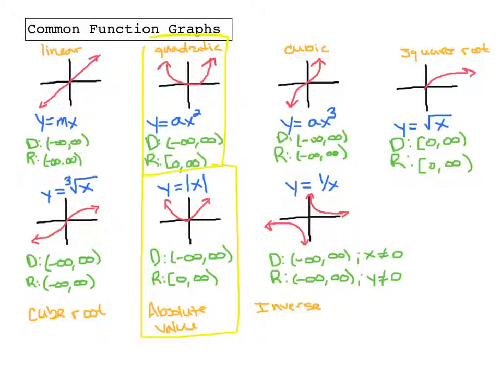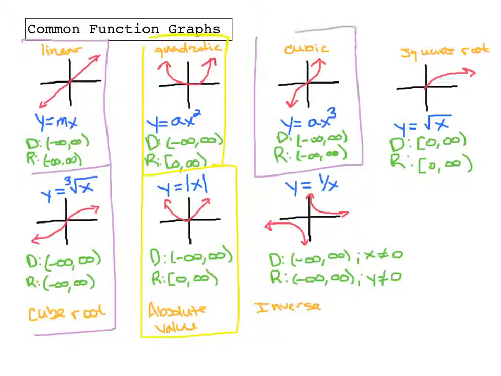So for example, the linear function is symmetric across the origin. That means it's a mirrored image across this point. So if you flip this over on itself, it will match. Same thing for this over here, with the cube root function, and also the cubic, and the inverse function. They share the same characteristics with each other.